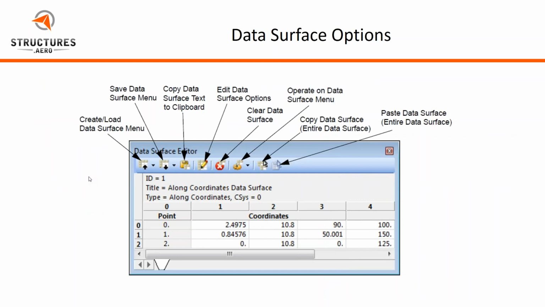Here are a few of the options when you're working with the data surface. You can use this button here to create and load data surfaces, this button to save them. This is the button used to edit them. And then here you can copy and paste entire data surfaces from one model to another.